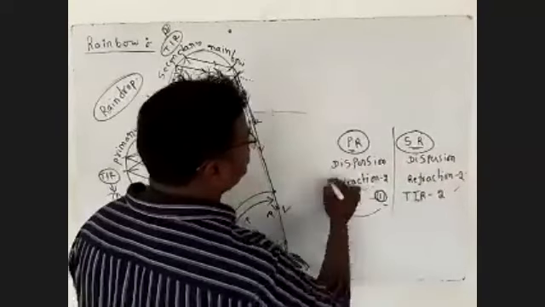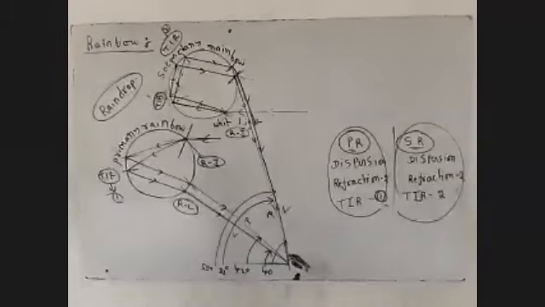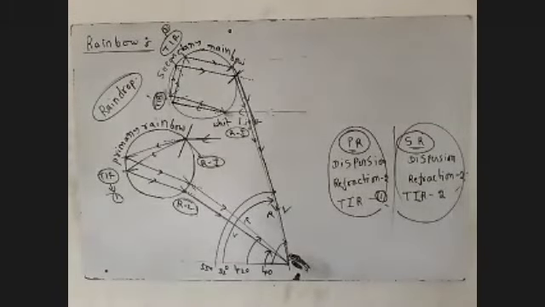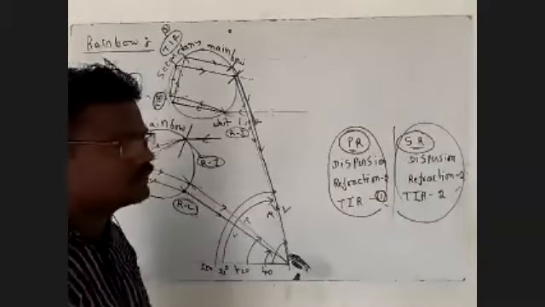Here, this is the primary rainbow. This is the secondary rainbow. You are seeing the figures. So that is a rainbow. So this topic is over.